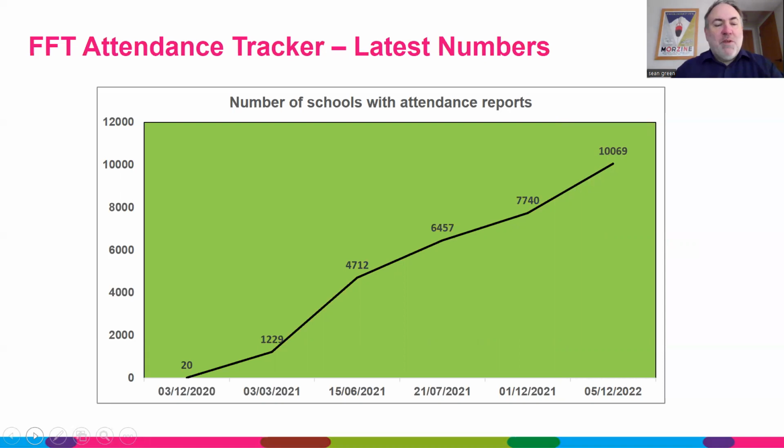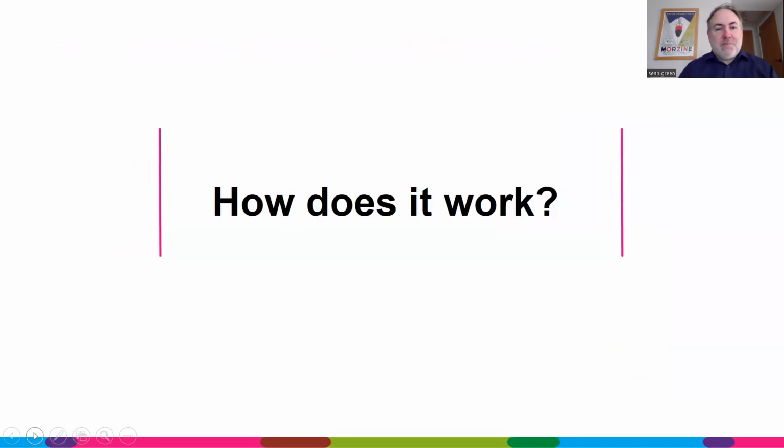That figure is broken down roughly into something like 7,500 primaries and 2,500 secondaries. So we have a significant proportion of all primaries and secondaries sharing data with us and receiving attendance reports.